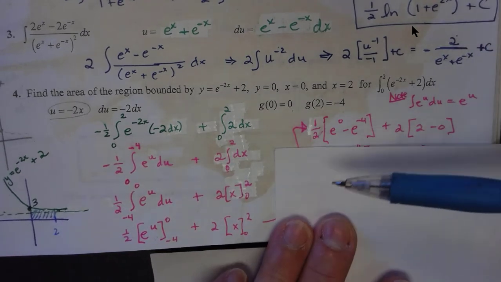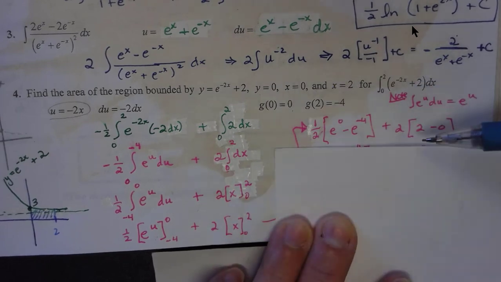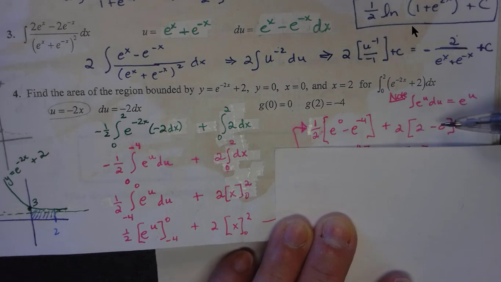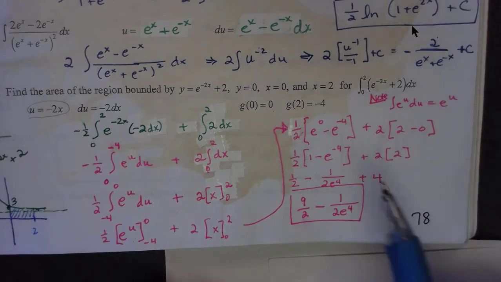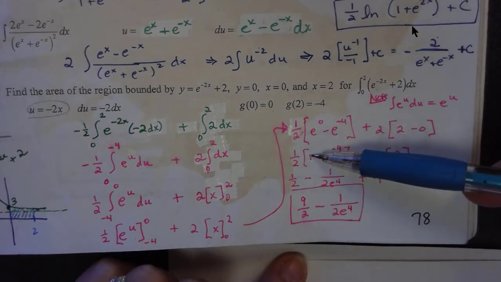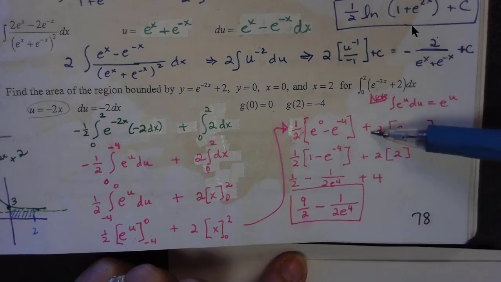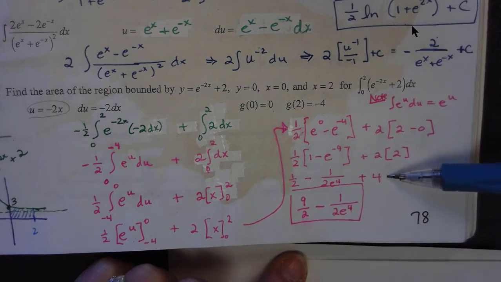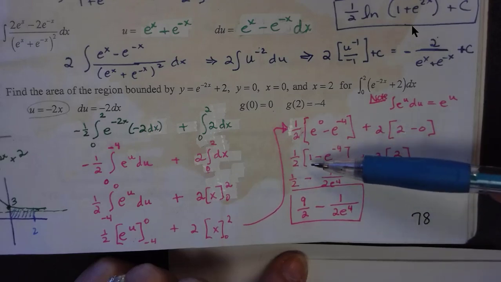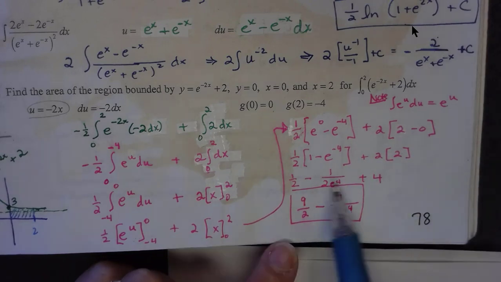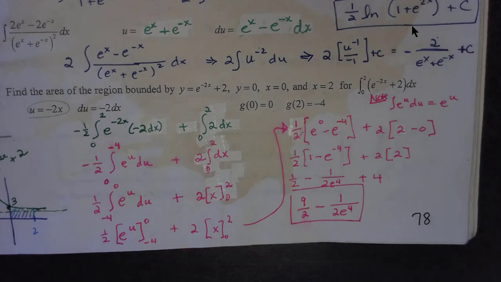Again, 1/2 e to the 0 minus e to the negative 4 plus 2 times, substitute the 2 in, subtract, substitute the 0 in. This gives me, remember, e to the 0 is 1 minus e to the negative 4 plus 2 times 2, so that's 4. 1/2 e to the negative 4 is 1 over e to the 4 times the 1/2 gives you this. 1/2 plus 4, 9/2 minus 1 over 2 e to the 4th.